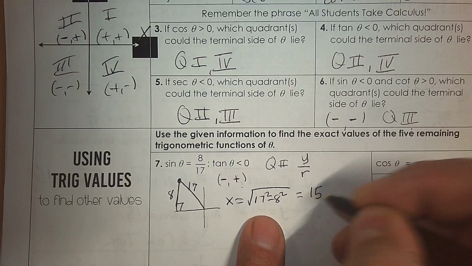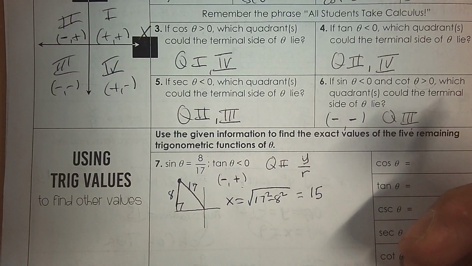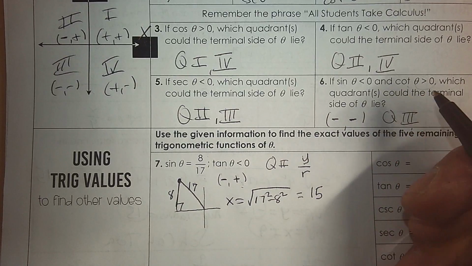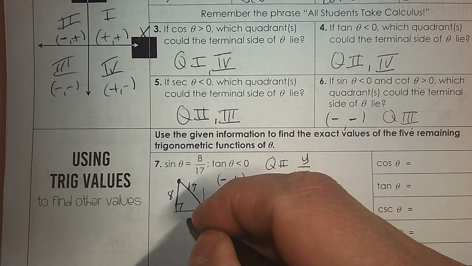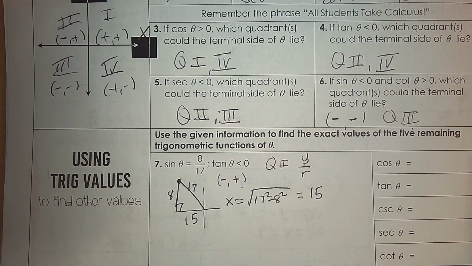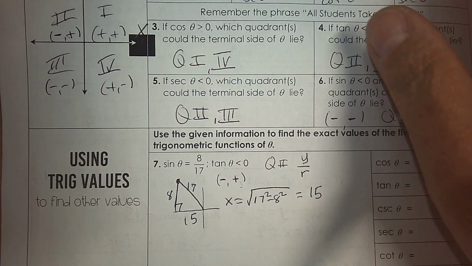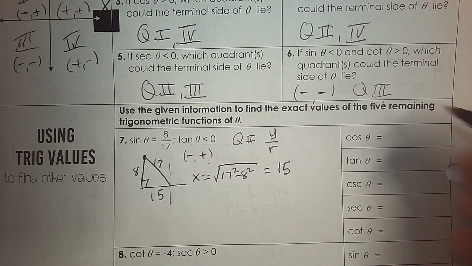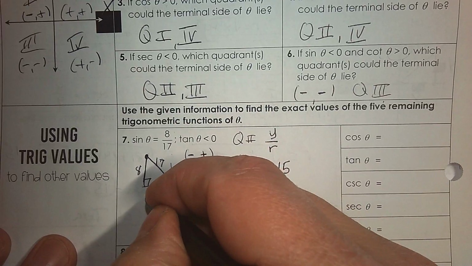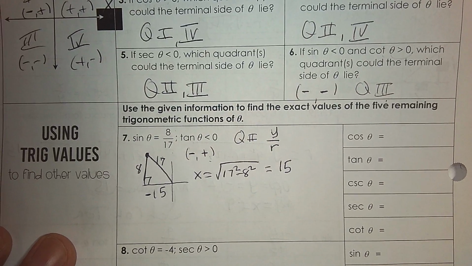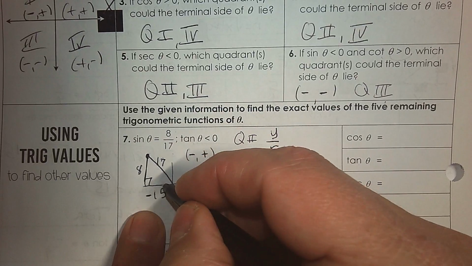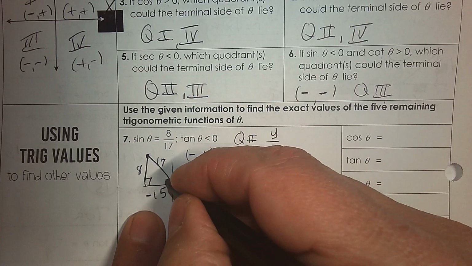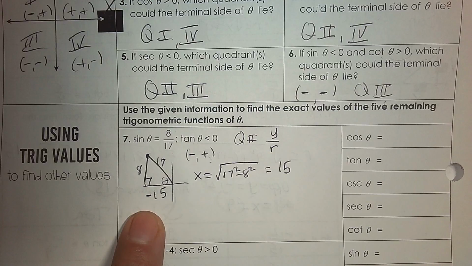So if we do that work, 17 times 17, 8 times 8 subtract, it's 225, and the square root of 225, that's 15. It's a Pythagorean triplet. So now that I know all three sides, I then can fill this out. Now be careful here, because the x value in quadrant 2 is actually negative 15 in this quadrant. So find the value of that angle, and you have the answers.